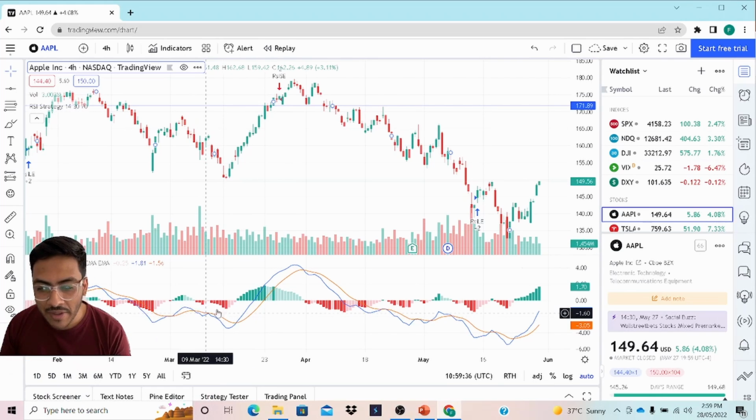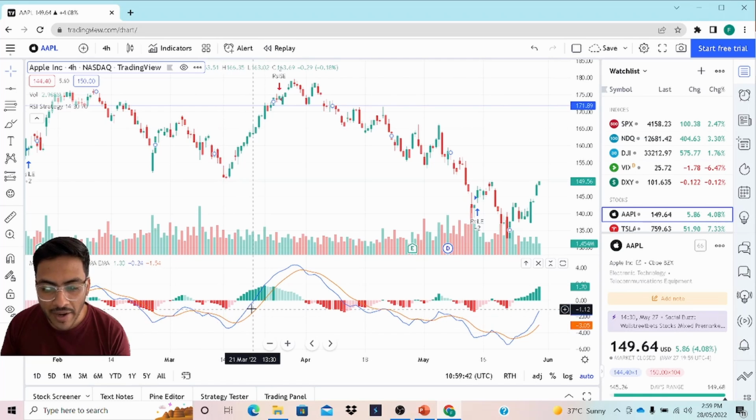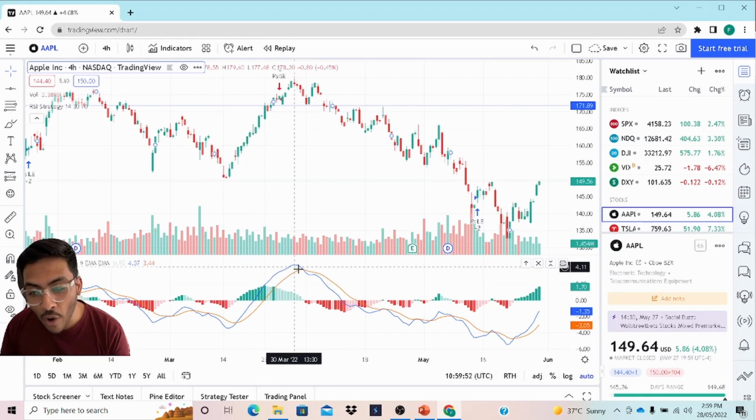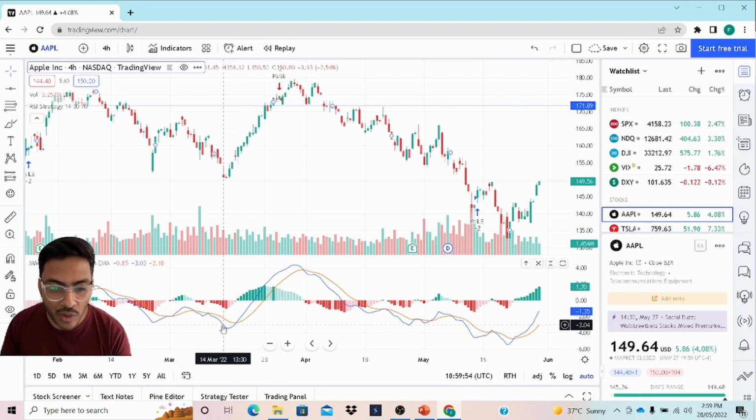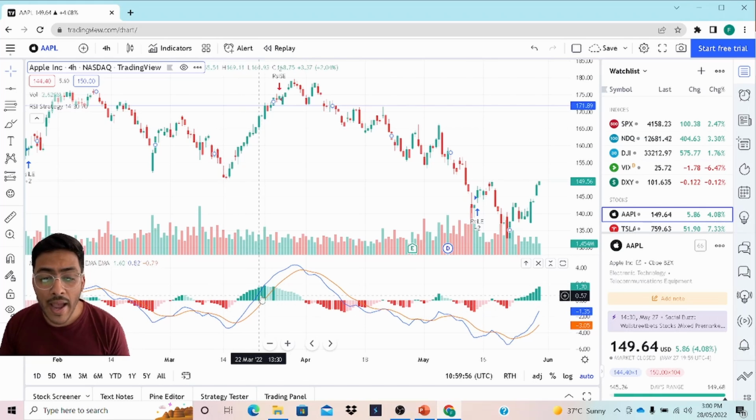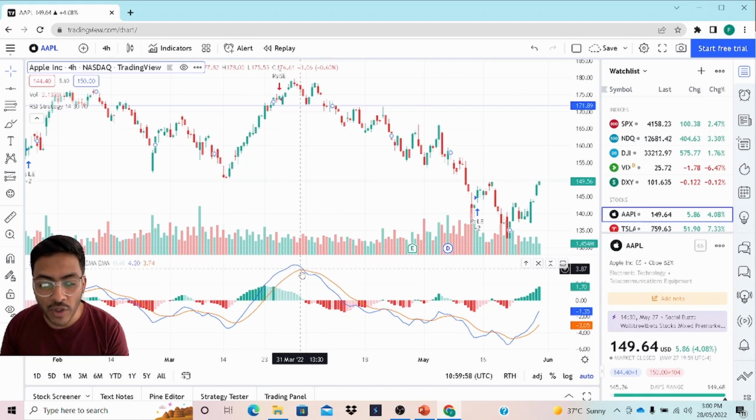So the strategy in MACD is, as soon as the blue line crosses the yellow line, it's a buying opportunity. And as soon as the blue line, or the fast line, crosses the yellow line from the top, so over here it is crossing from the bottom, and over here it is crossing from the top, it's a selling opportunity.